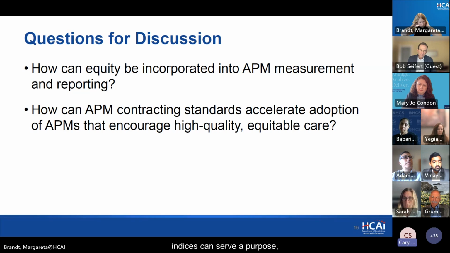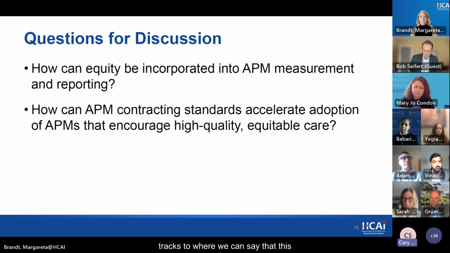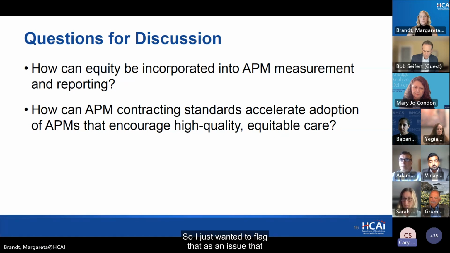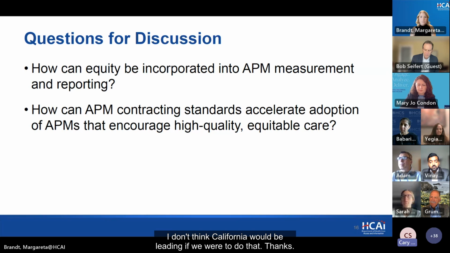So I would say indices can serve a purpose, but certainly not in a vacuum, without real SOGI and encounter data that helps to capture folks who are dispersed. We know this is also true for LGBTQ populations, disabled populations, and other populations that don't live neatly within census tracts, to where we can say this is where every investment should go. So I just wanted to flag that as an issue that we're certainly watching and thinking quite a lot about, because we don't want to leave populations out with a broad swath approach. And I don't think California would be leading if we were to do that. Thanks.